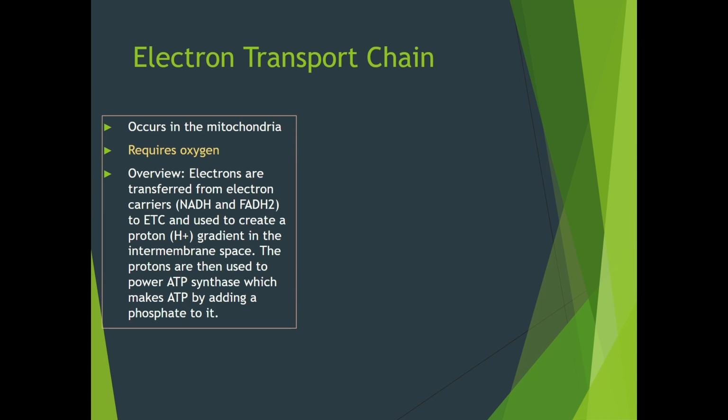So the electron transport chain occurs in the mitochondria and requires oxygen. If we're looking at an overview, the electrons are transferred from electron carriers, NADH and FADH2, to the integral proteins of the electron transport chain and used to create a proton gradient in the intermembrane space. The protons are then used to power ATP synthase, which makes ATP by adding a phosphate to it. So that's probably the most succinct overview you can get for the electron transport chain and the process of chemiosmosis.